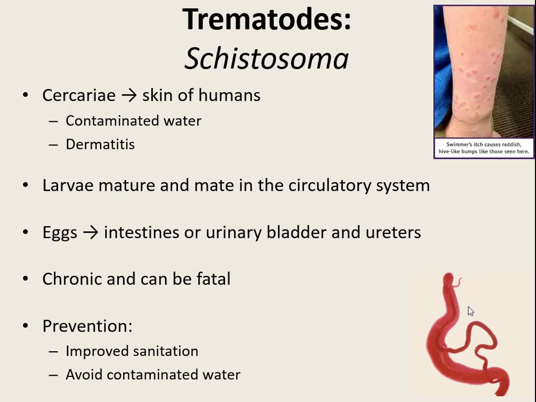Once it burrows in through the skin, the larvae will mature and then mate in the circulatory system. They lay their eggs in the blood vessel walls. The eggs eventually can travel to the intestines, the bladder, and the ureters, and they can get eliminated via contaminated fecal matter or urine back out into the environment. Depending on how many worms get into your blood vessels, and how many eggs end up being released and targeting different areas of the body, it can cause irreversible tissue damage and again can be fatal.